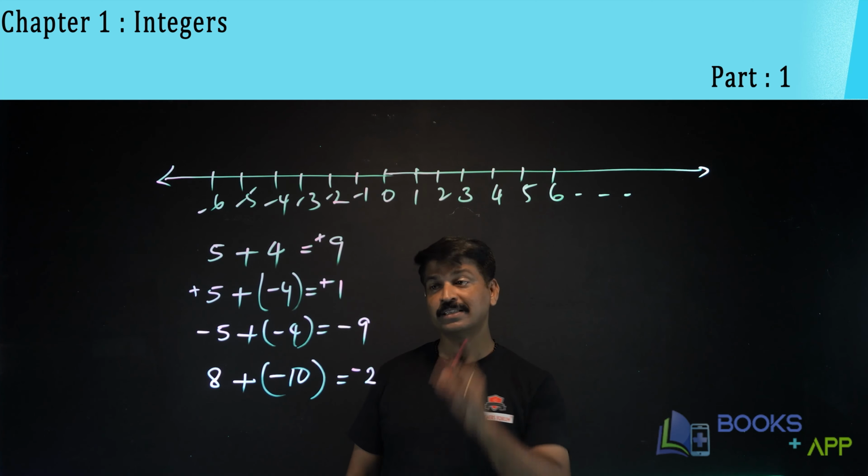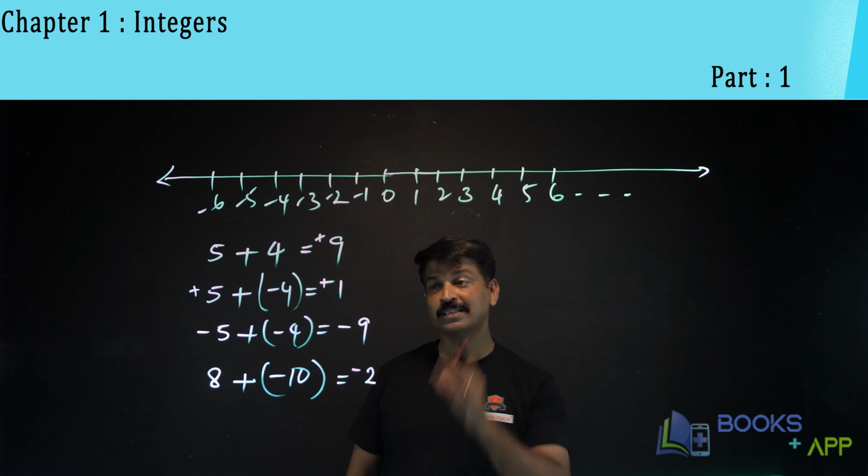Now let us see how to subtract integers. For example, 8 minus minus 2. How will you subtract? Yes, instead of subtraction, you can just add it. The minus symbol becomes plus, but we have to find the additive inverse of minus 2. What is the additive inverse of minus 2? That is plus 2. So 8 plus 2, that is 10.